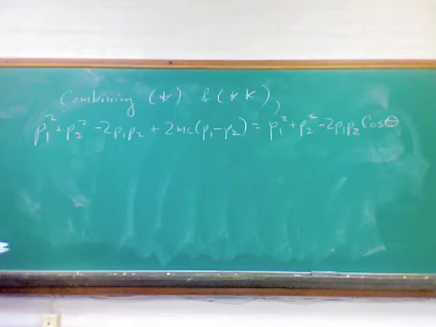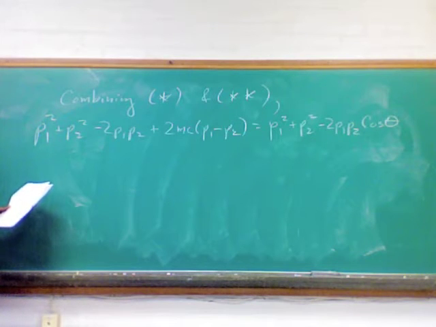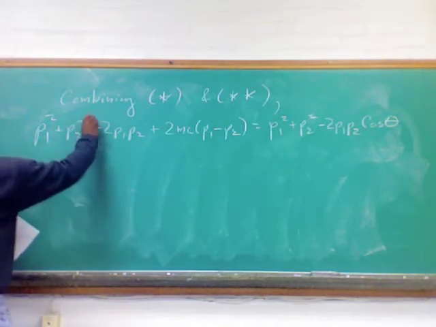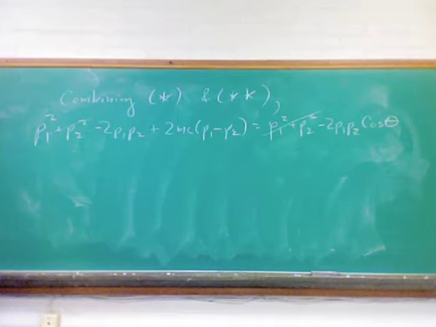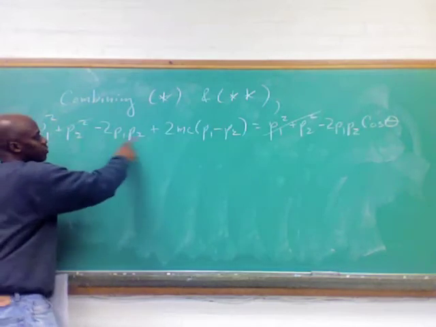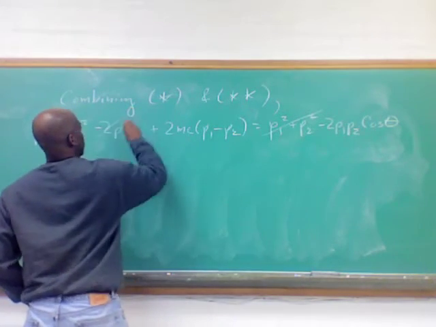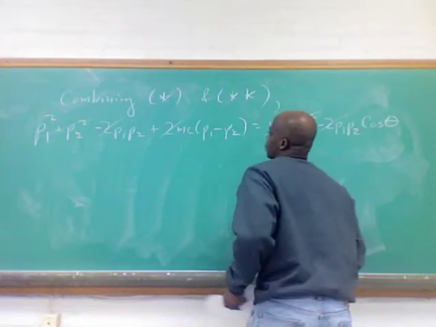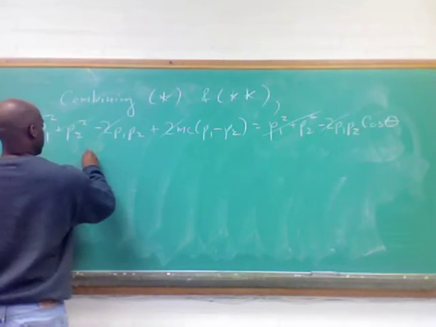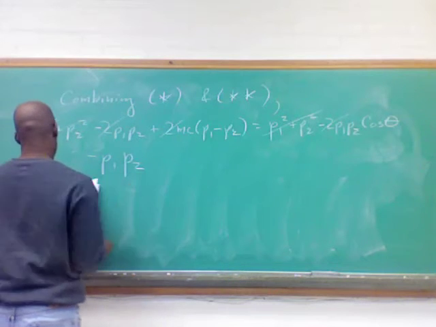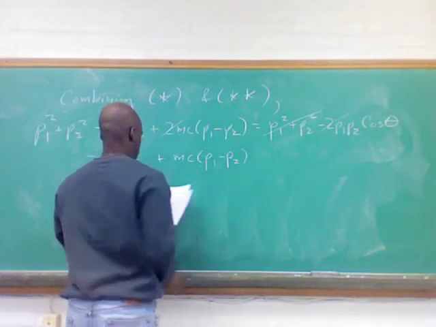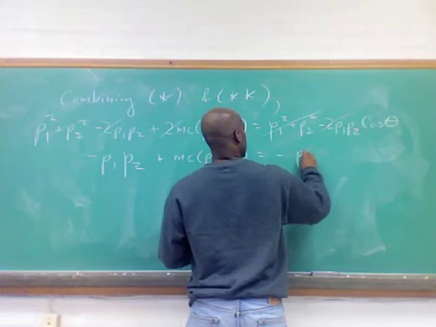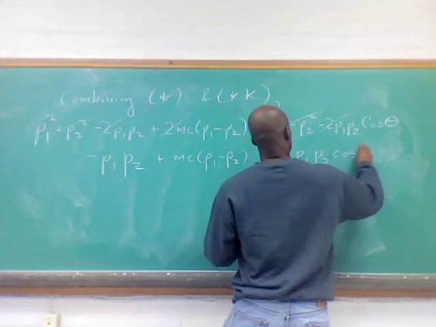All right. And of course, we can see we can kill off a few terms. I can get rid of my P1 squared plus P2 squared. And now notice every term has a 2 in it. The surviving terms have 2's in them, so we'll cancel those off as well. So I'm left with minus P1 P2 MC (P1 minus P2) is equal to minus P1 P2 cos theta.